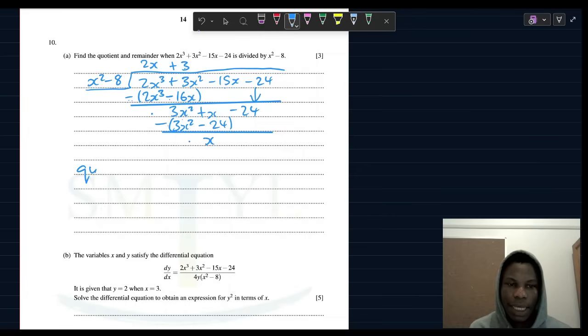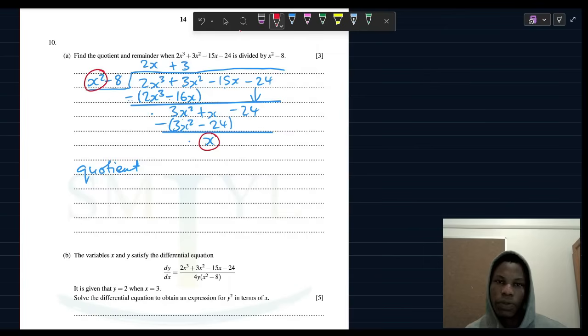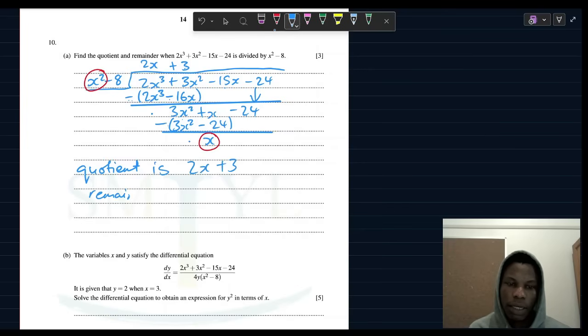So here we stop dividing because the degree in our divisor is now higher than the degree in our dividend. So we can't carry on dividing. This x becomes a remainder. So we can say that the quotient is whatever you have on top there, 2x plus 3, and the remainder is whatever you have at the bottom here, x. And that will be our final answer.